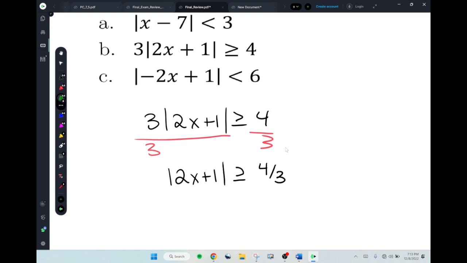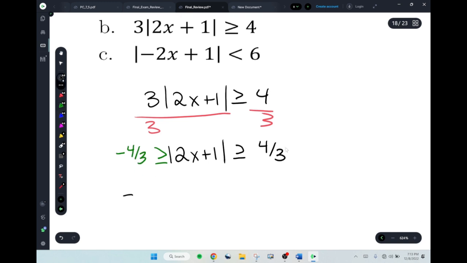The 4/3? So here's what we're going to do. We're going to draw the exact same sign right here. And then you know what we're going to write? The opposite. Negative 4 over 3. That's how you get rid of that absolute value thing. So you got negative 4 over 3, less than 2x plus 1, less than 4 over 3.